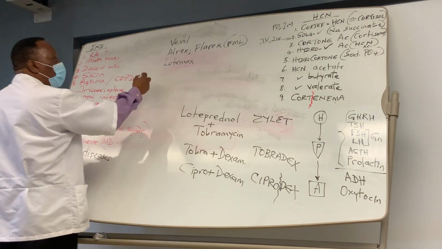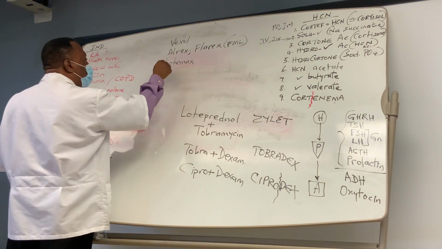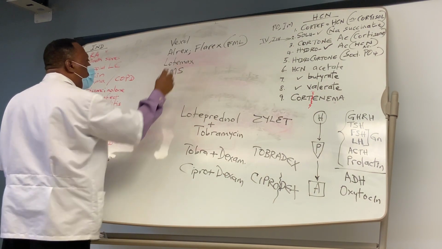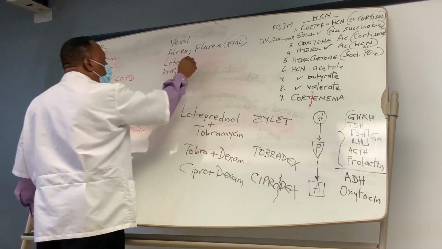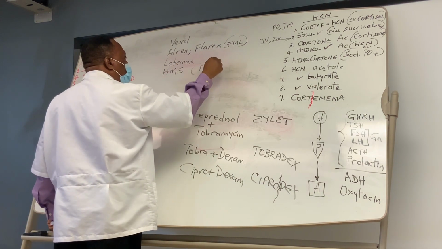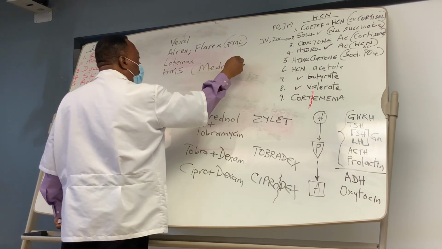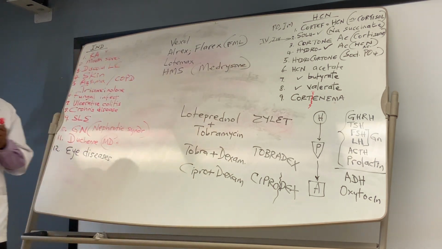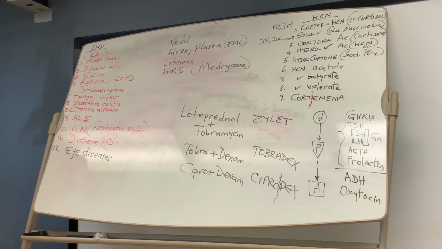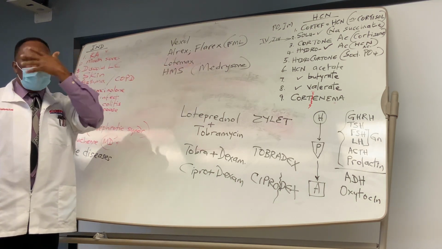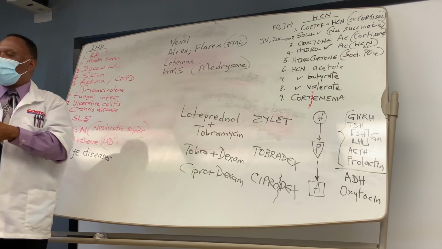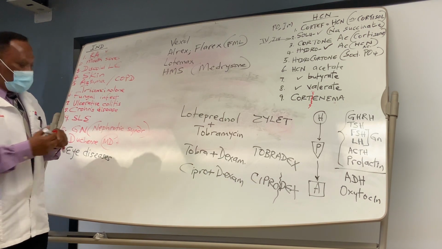Okay, then you also have HMS. It contains medrysone, which is also an adrenal steroid preparation that you use for inflammatory conditions in the eyes.